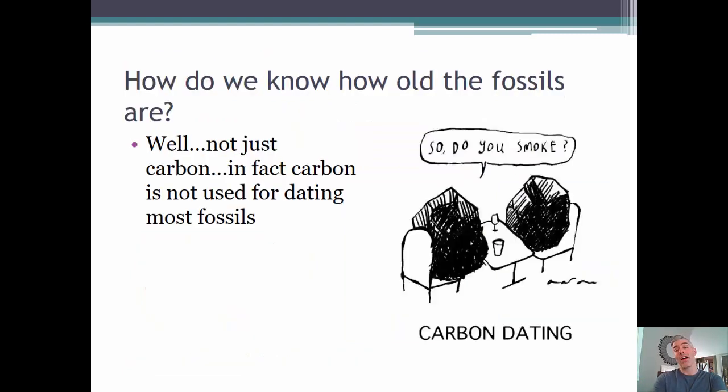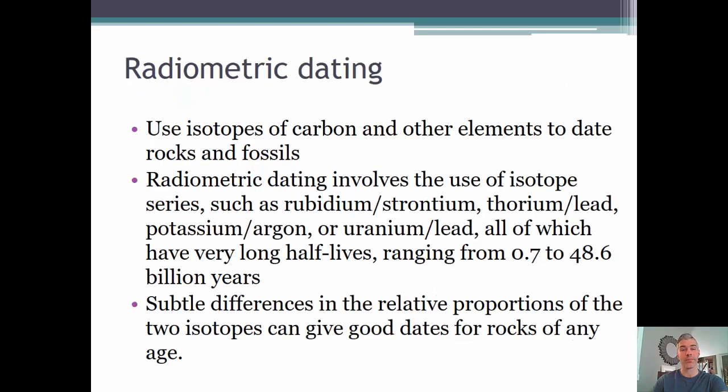So how do we know how old the fossils are? Well, we do something called radiometric dating. Now, there is carbon dating, which usually is used to date younger fossils and younger tissues that are less than 30,000 years old or so. But we use other forms of radiometric dating to test older ones.